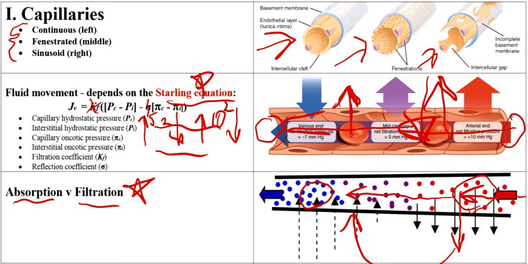So there's more osmotic pressure pulling the stuff in at the end of the capillary. About 90% of what is filtered comes back in, and then the 10% that does not come back in goes back in through the lymphatic system. So this is how you should approach questions like this.